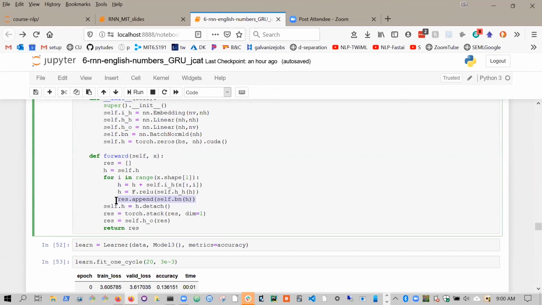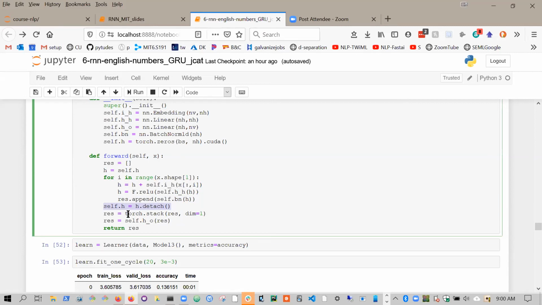You store it and then reuse it as you move to the next line of tokens, rather than starting fresh for every new line. Right. And then self.h is h.detach. I'm not sure what detach means. It means that you don't want to keep track of its gradient, right? Yes. Okay.